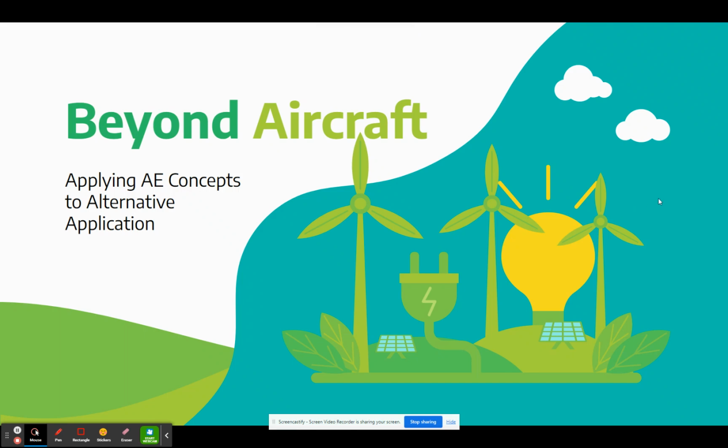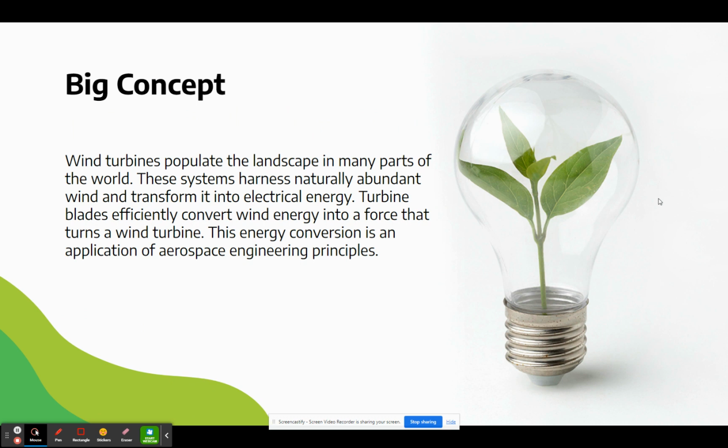All right, everyone, this lesson is for 4.1.1 and it is beyond aircraft. Really, the goal of this lesson is to apply aerospace concepts to alternative applications, things that we don't traditionally see as aerospace engineering applications. The biggest one that we're going to be looking at is the use of wind turbines.